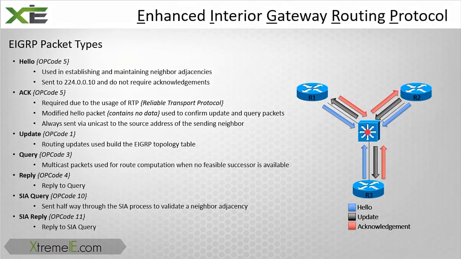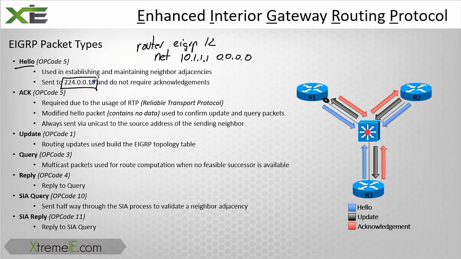So now let's talk about the actual types of packets that we're going to see. First, we're going to see the hello packet. When we go in and say router EIGRP, 12 for our AS, and I say network 10.1.1.1 with 0.0.0.0 all the way across the board, and I enable EIGRP on this interface, I'm going to start sending out multicast packets to the address 224.0.0.10, and this is going to be used for our neighbor discovery.